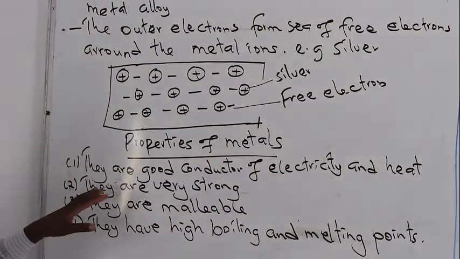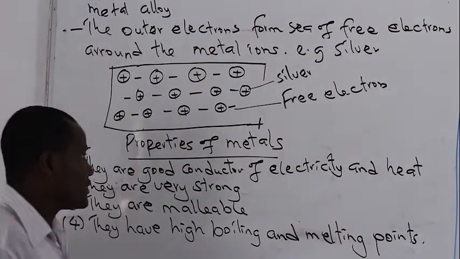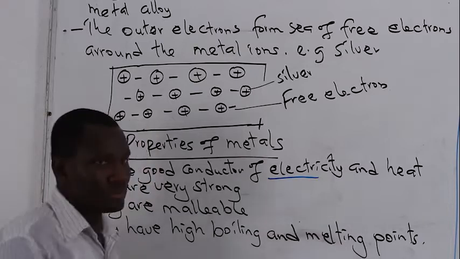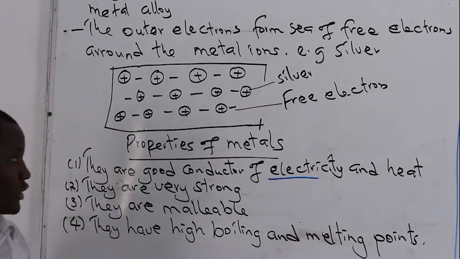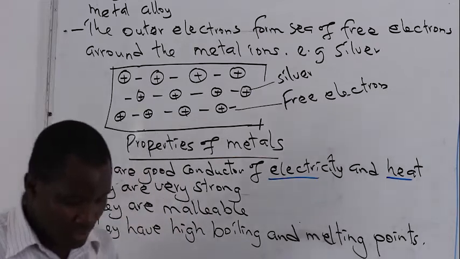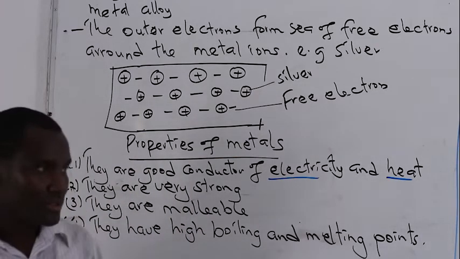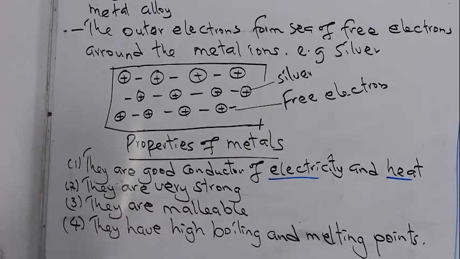So with one, they are good conductors of electricity and heat. Electricity simply means that we can use metals to connect some electric cables, for example. Then a good conductor of heat, we can use metal substances, maybe for cooking, because they are good conductors of heat. Then they are also very strong. Very strong simply means they cannot break easily.